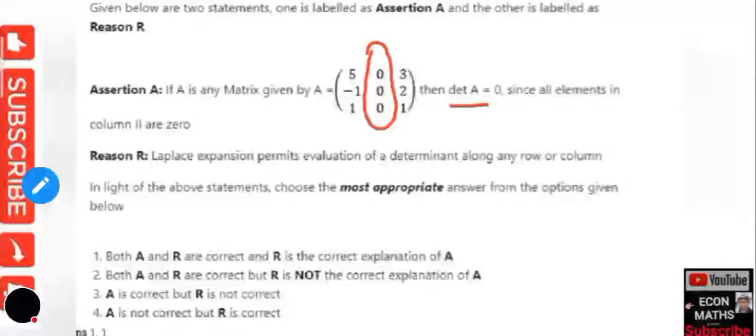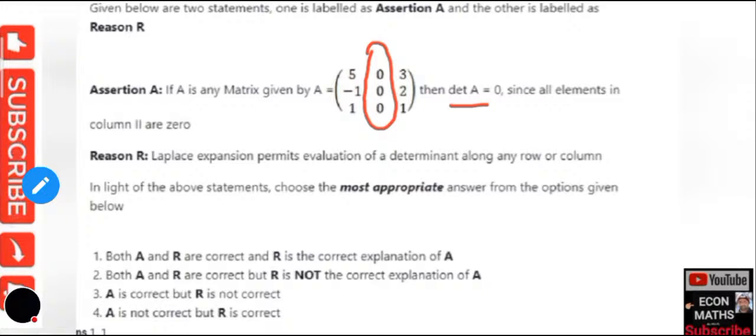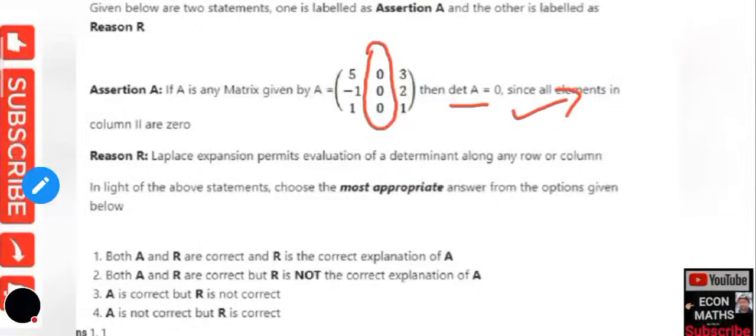First of all, we will see what is the Laplace expansion of this very matrix. The determinant is 0. I will show you how it is 0, and whether it is done by the Laplace expansion method. So we will see what the Laplace expansion method actually is. So we will take this very example.